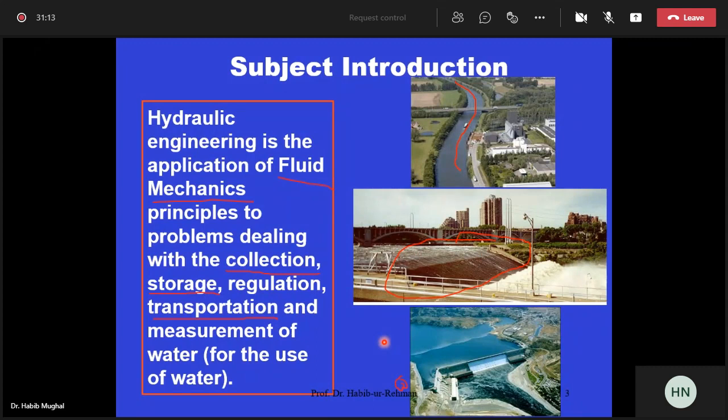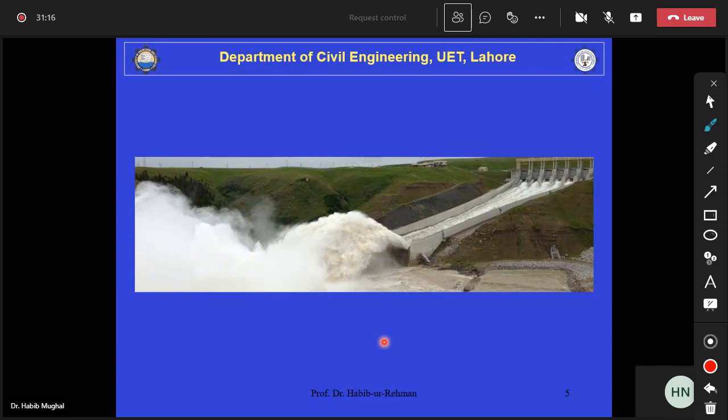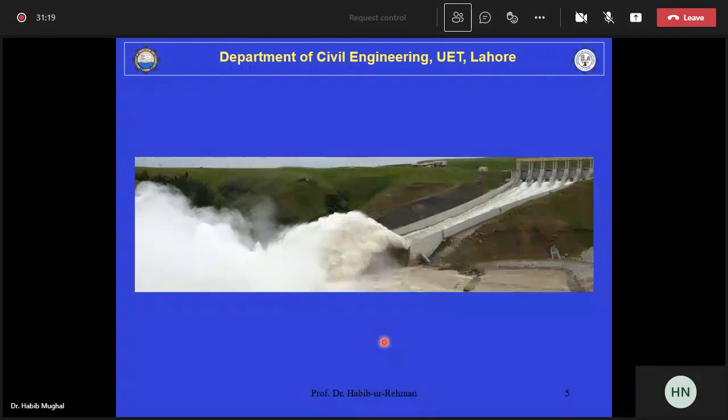Is it clear? Okay, see here. In this picture, what is this structure? This is the spillway of a dam. This is the gated spillway, and this is the chute of the spillway. Here there is a flip bucket, and water is thrown up. This is called a hydraulic jump, and it is mainly formed to destroy the destructive energy of water.